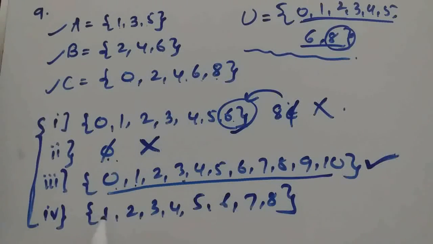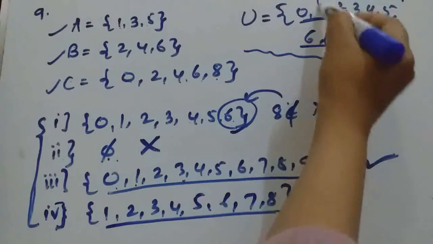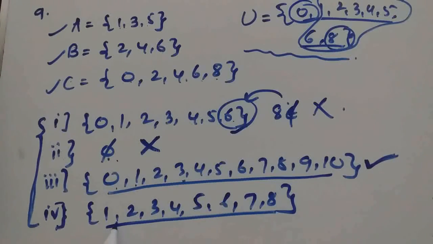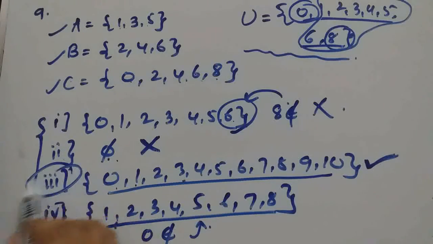Now let's take the example of option 4. 1, 2, 3, 4, 5, 6, 7, 8. Okay, all these elements are there. But what about 0? It should contain 0 also. So 0 does not belong to this particular set. That means this cannot be a universal set. So only the third option is correct here.